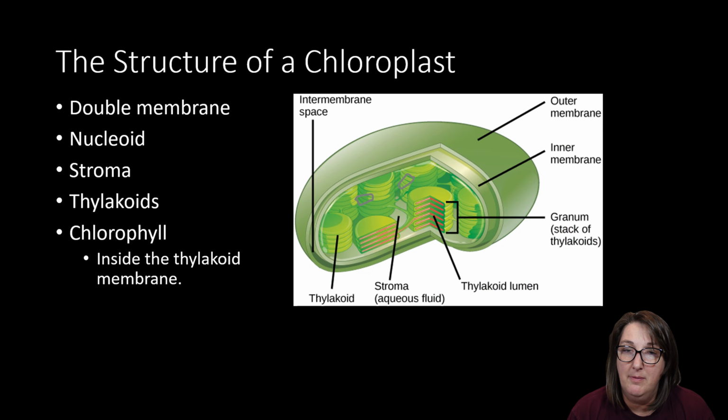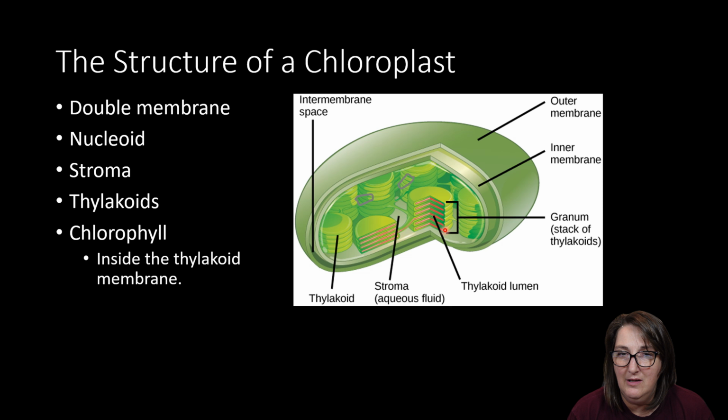The structure of the chloroplast, this is a chloroplast. I have a double membrane. You can see I have two layers here. I have nucleoids. These are going to be the DNA that help to replicate the chloroplast. They're circular. I have stroma, which is the fluid that is inside this chloroplast.